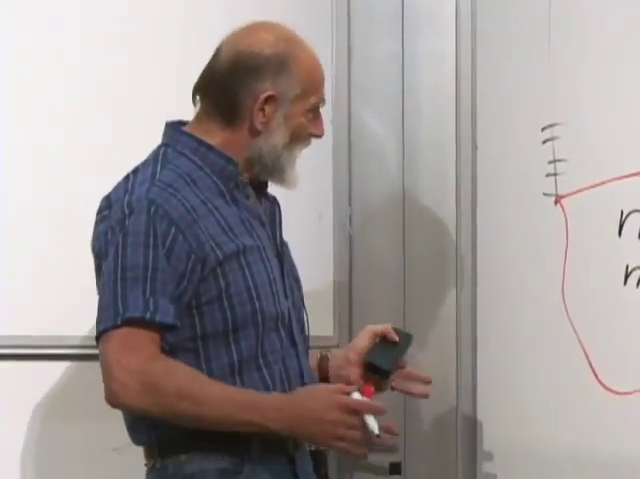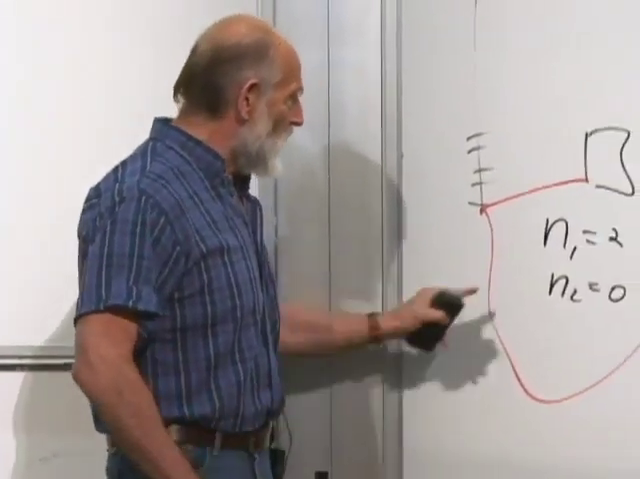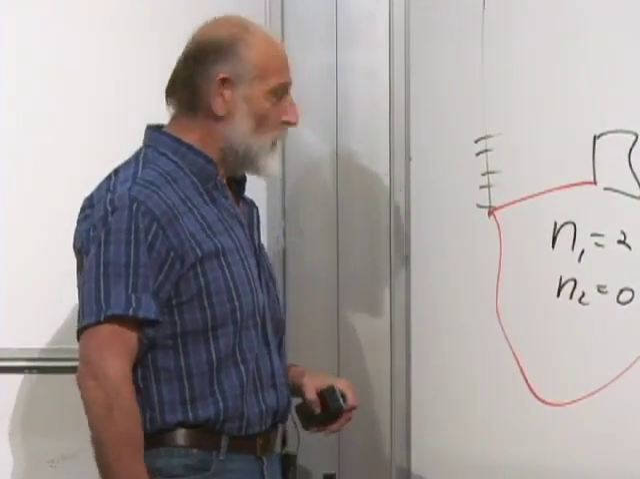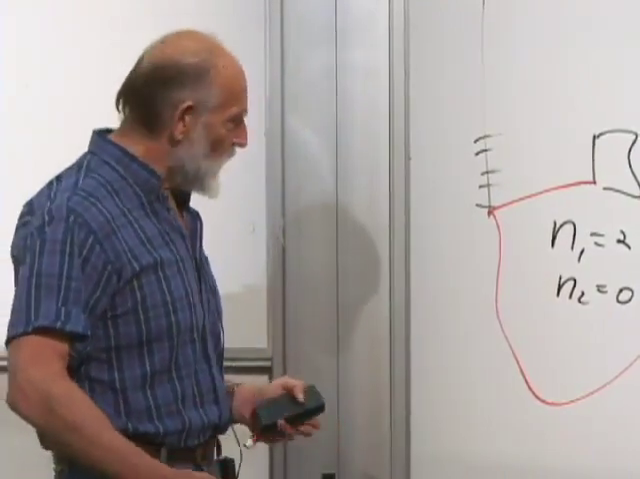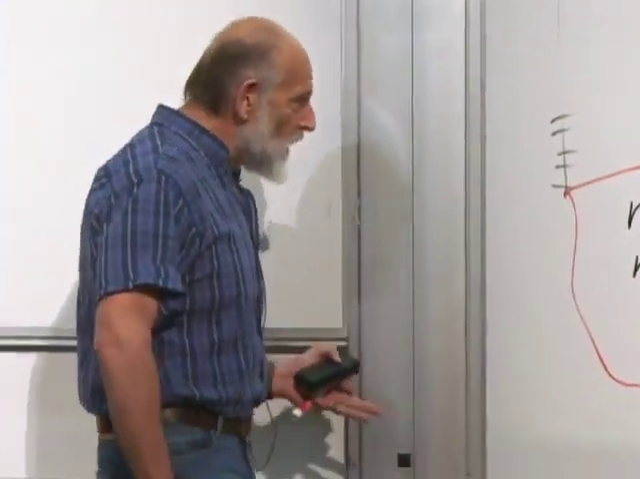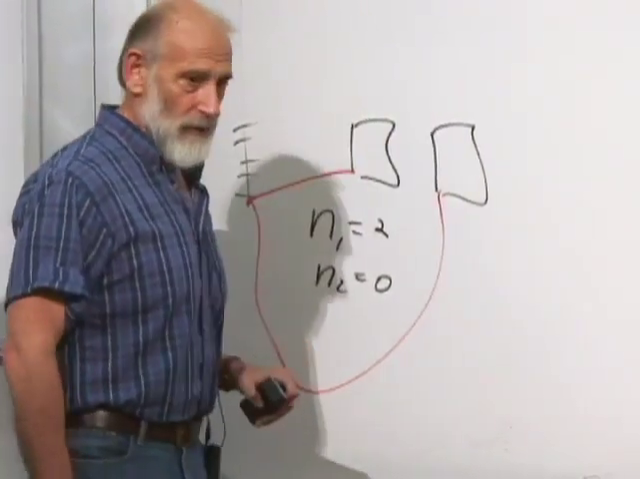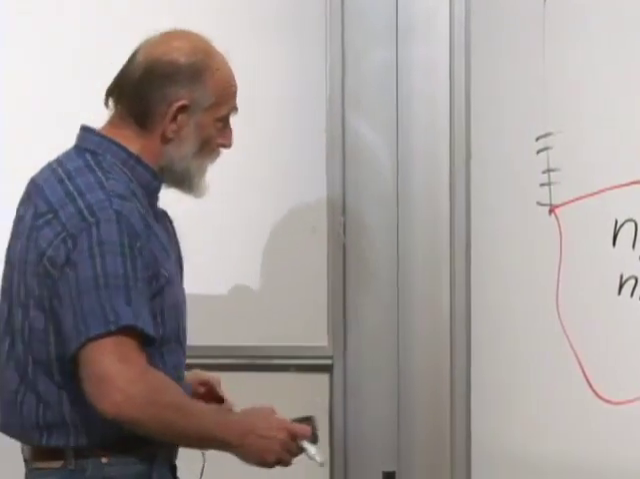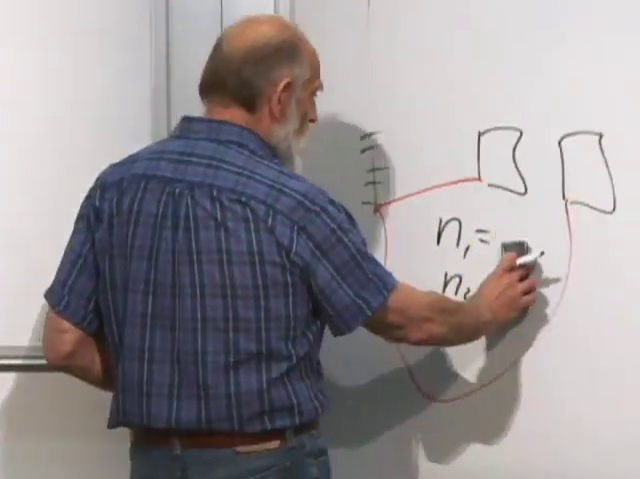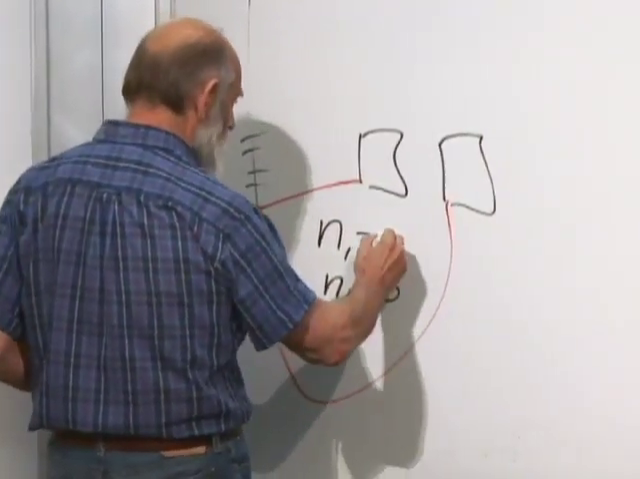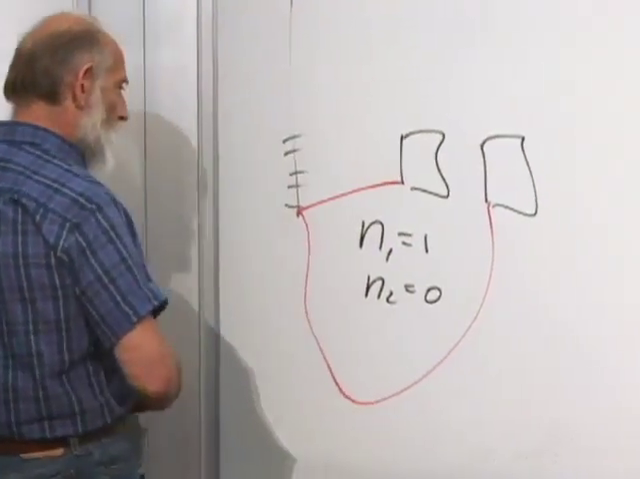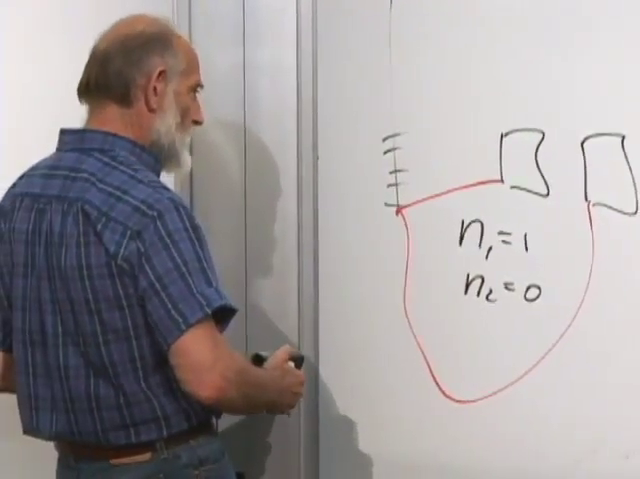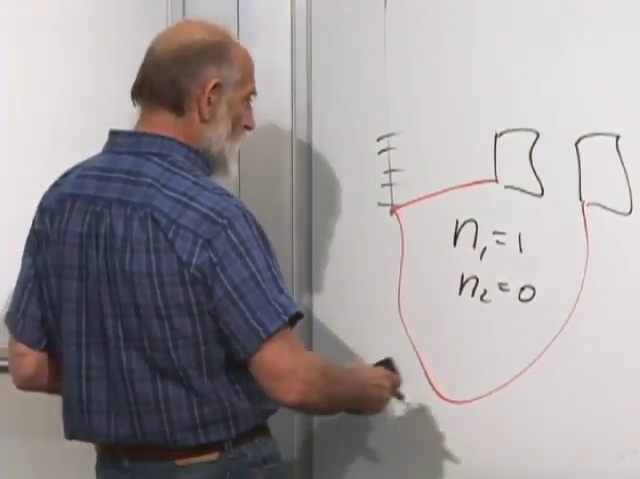How many ways are there of making N1 equal to 2? One way. In general, there may be many ways of doing it, many ways of having a given set of occupation numbers. For example, we could have N1 equal 1, and the sum has to add up to 2.